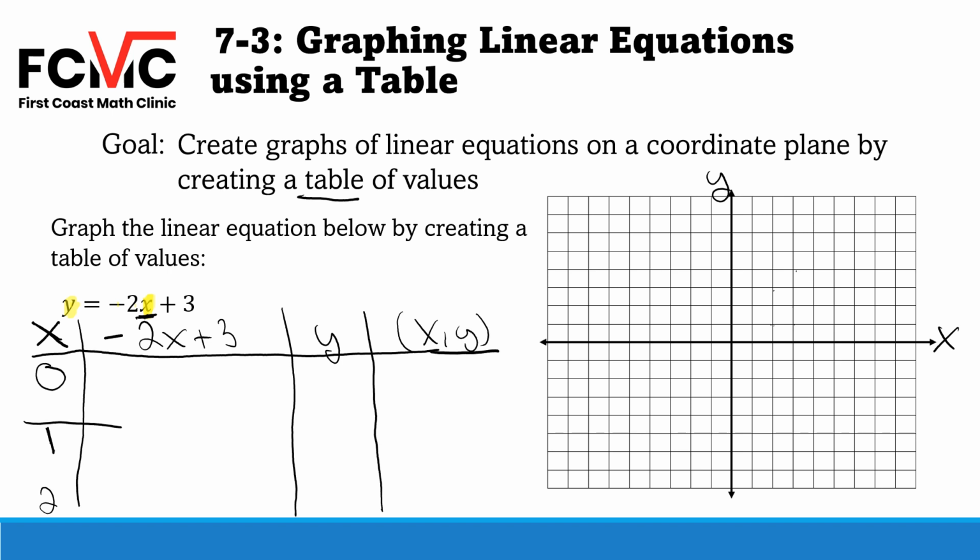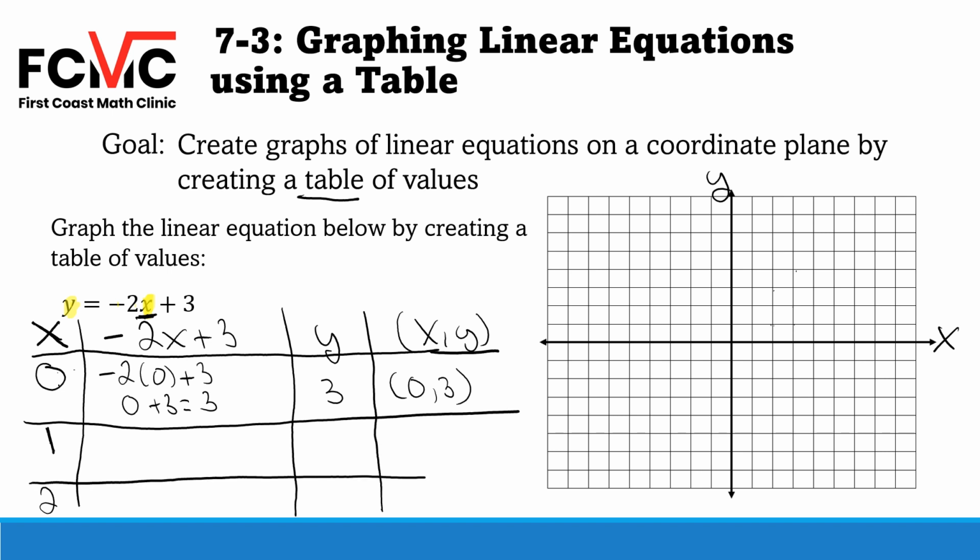So let's start with 0. I'm going to take the x value 0, put it in for x in my equation. So I'll have negative 2 times 0 plus 3. Negative 2 times 0 is 0, plus 3. And that gives me 3. So y is 3. So my ordered pair is (0, 3).